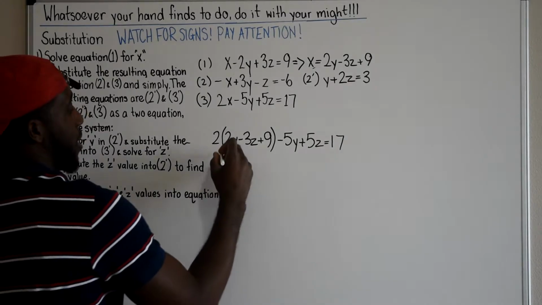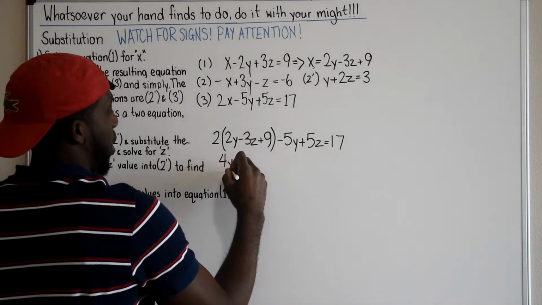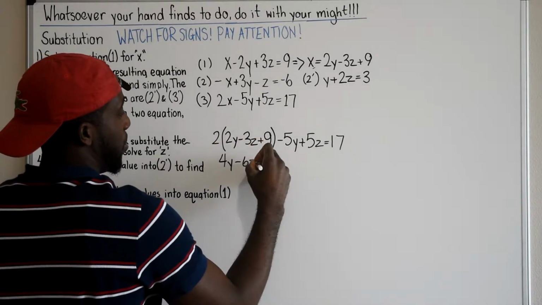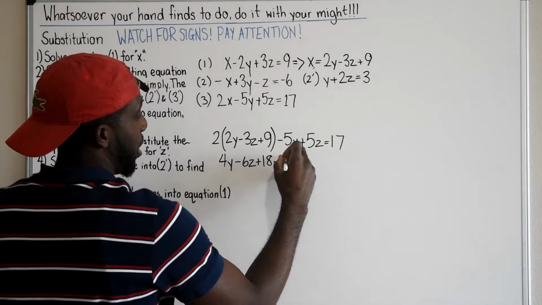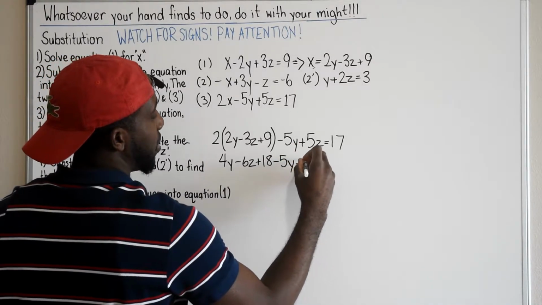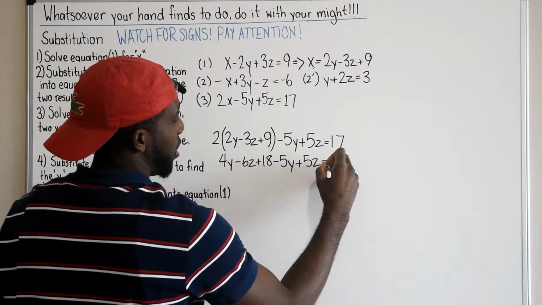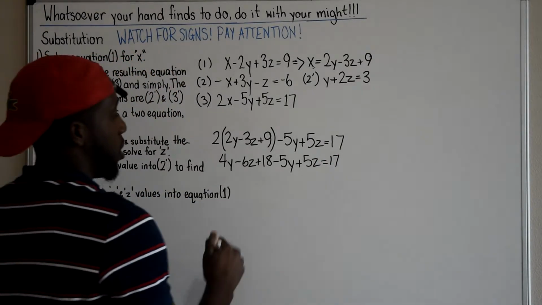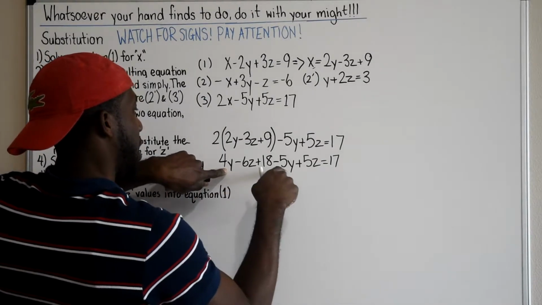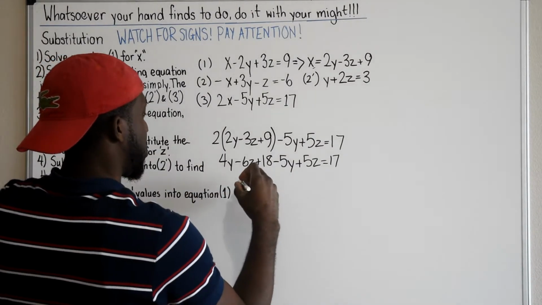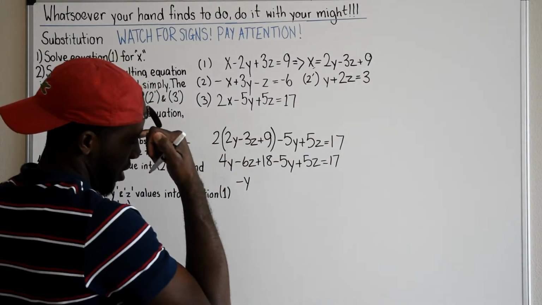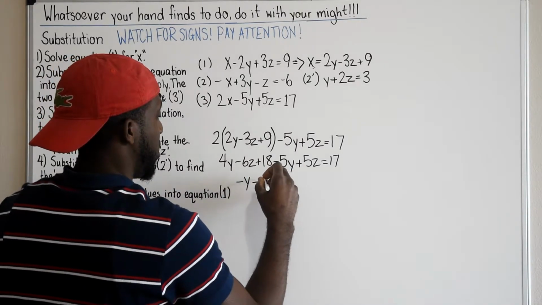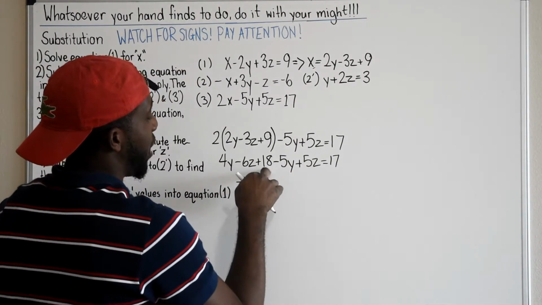Okay, so now I have 4y minus 6z plus 18 minus 5y plus 5z equals 17. So now I can simplify. So I got 4y and negative 5y, so that's going to be negative y. And then I have negative 6z and 5z, that's going to be negative z. And then I have positive 18.